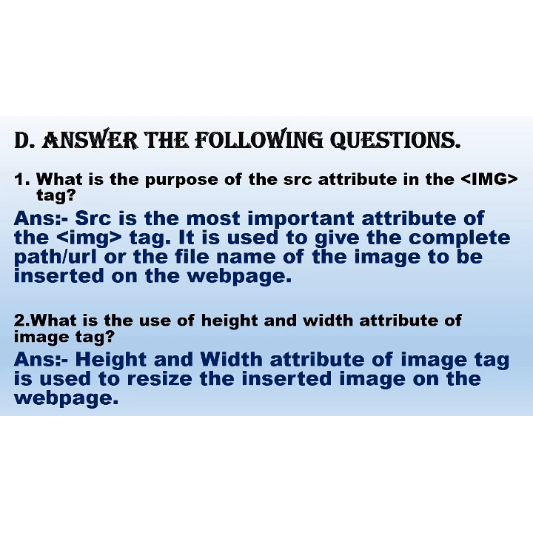So let's see the answer. As you all know, src is the most important attribute of the image tag. It is used to give the complete path URL. What is URL? Uniform Resource Locator, or the file name of the image to be inserted on the web page. So this attribute is used to give the file name or the path of the image that you want to insert on the web page. I hope this answer is clear to you. Very good.